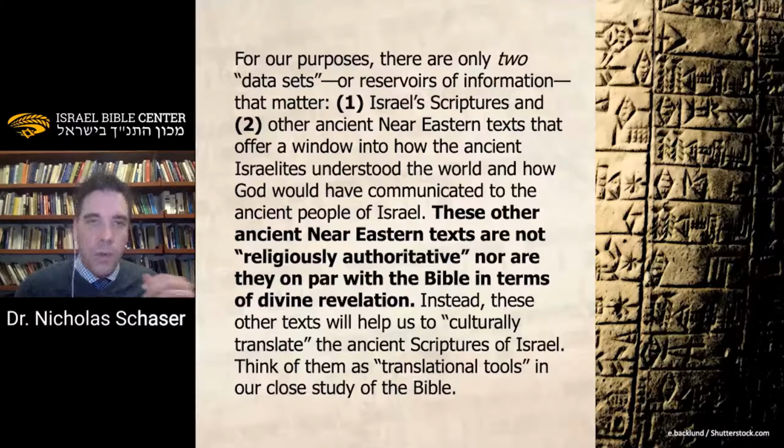So those are the two main data sets: the Bible, Israel's scriptures, and then other texts that would have been made around Israel at the time. This will help us to understand Israel, even though, of course, these ancient Near Eastern texts aren't to be, again, put on the same level as the Bible or anything like that. They are cultural translation tools, and we will need them to rightly understand the original context of Genesis.